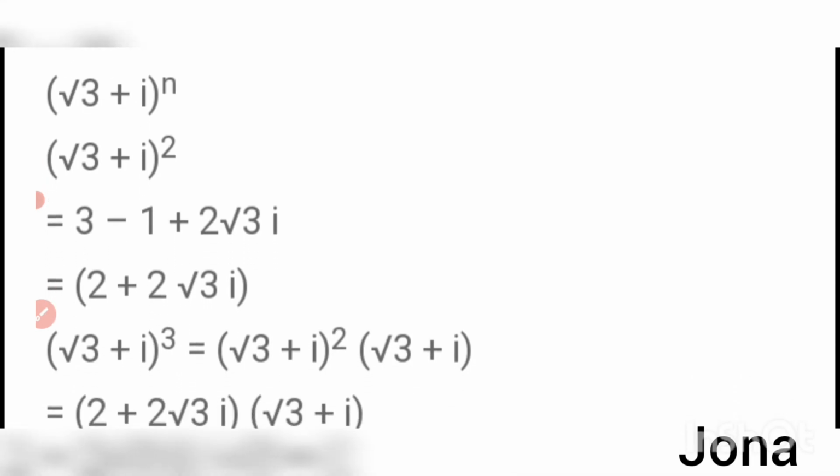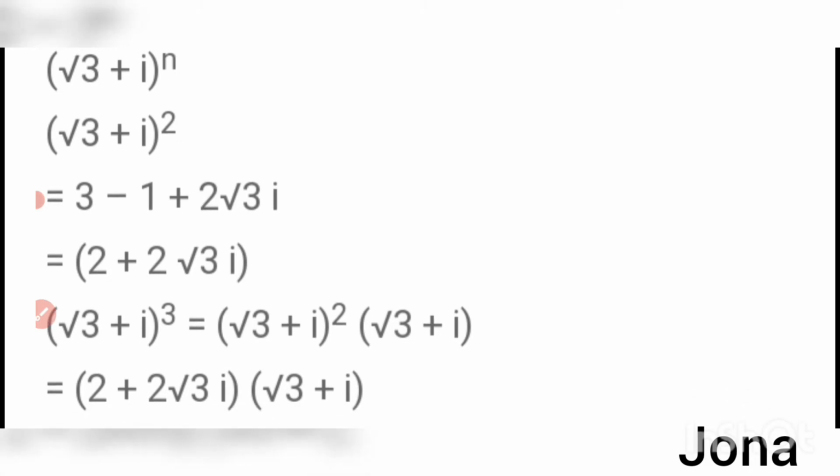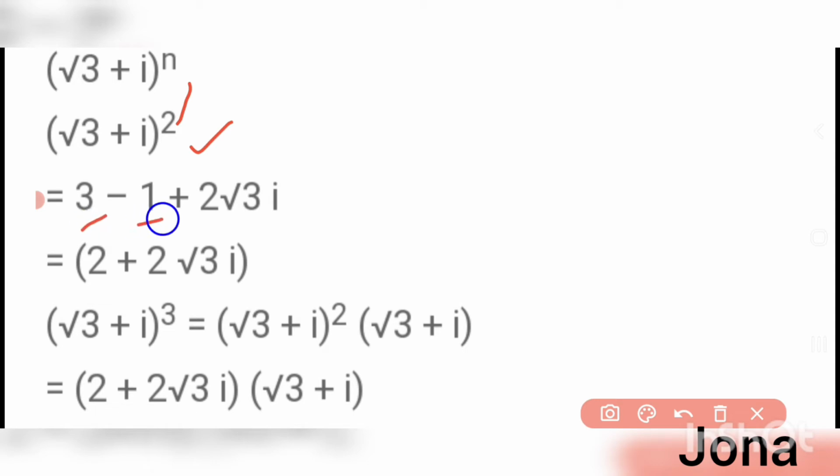Okay. Let me take this as n equal to 2 now, the least positive. Just we want to take this as 2 here. So root 3 plus i the whole square. That means let me take this value of n as 2. So here we can expand by the formula a plus b the whole square. That a square is 3 here, and b square is i square, which is minus 1, and 2ab is 2 into root 3 into i now. So we got the value as 2 plus 2 root 3 i now.